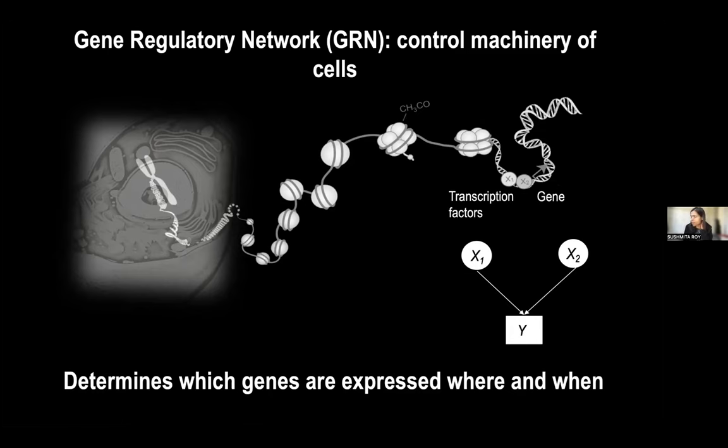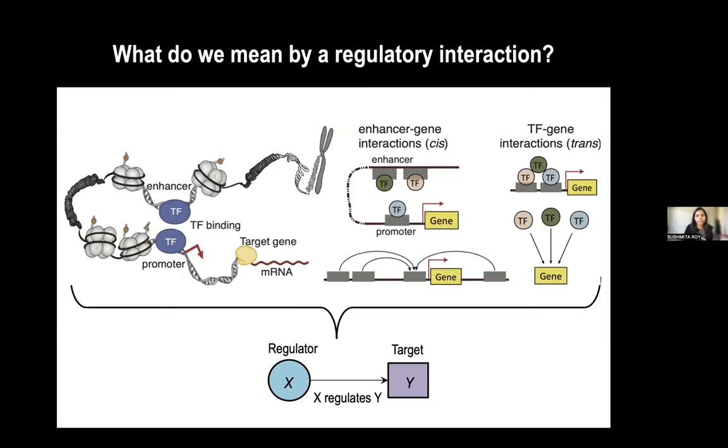So, when we think about GRNs, gene regulatory network, or regulatory interaction, it can be useful to think about two different versions of this. One type of interaction, often we can think of that as cis interactions, are those that are mediated by proteins like transcription factors that bind to promoters or enhancers and then mediate the expression of a gene. And you might get these long-range interactions. And so I'm going to refer to them as cis interactions.